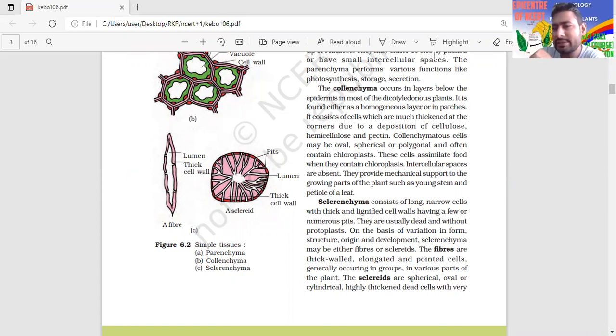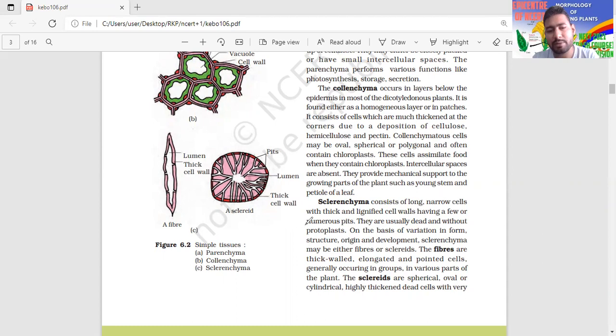It is not in your NCERT syllabus, so I am not going to talk about it. It is given in your state board books, where they have given everything in detail. But in your NCERT they have not given it, so I'm not going to talk about angular, lamellate, and lacunar. Okay. Now, third is the sclerenchyma.